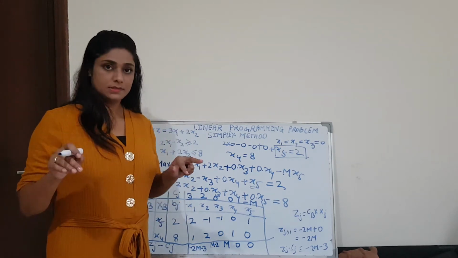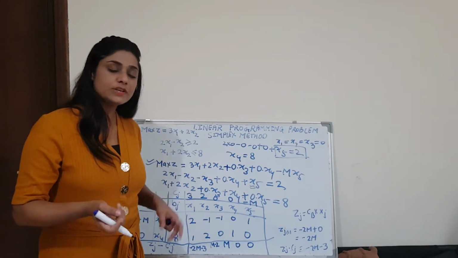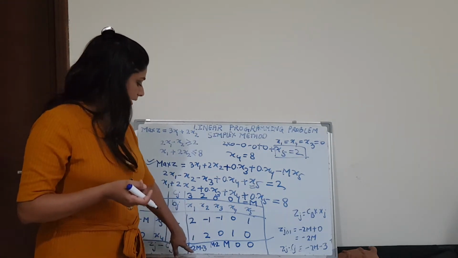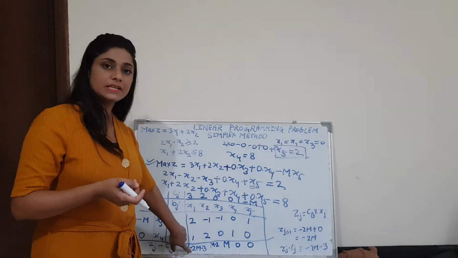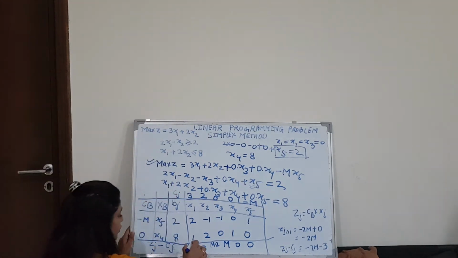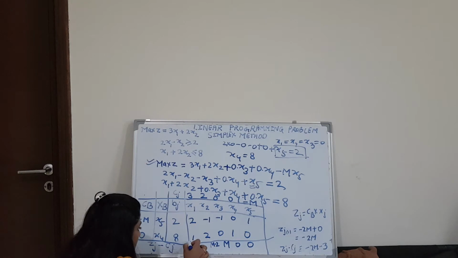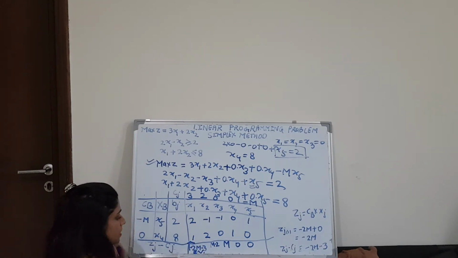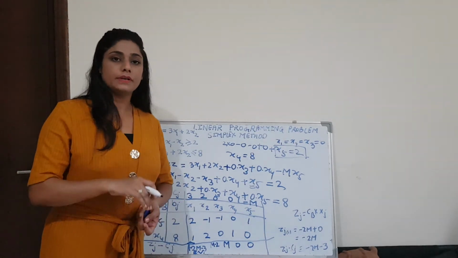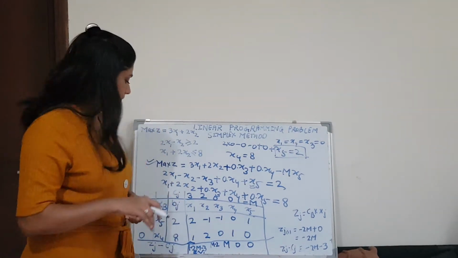The entering vector is the most negative element of Zj minus Cj. So we can see here the most negative element of Zj minus Cj is this. So this is the entering vector. We will enter from here. This is the entering vector. Now after calculating the entering vector, we will find out the outgoing vector.